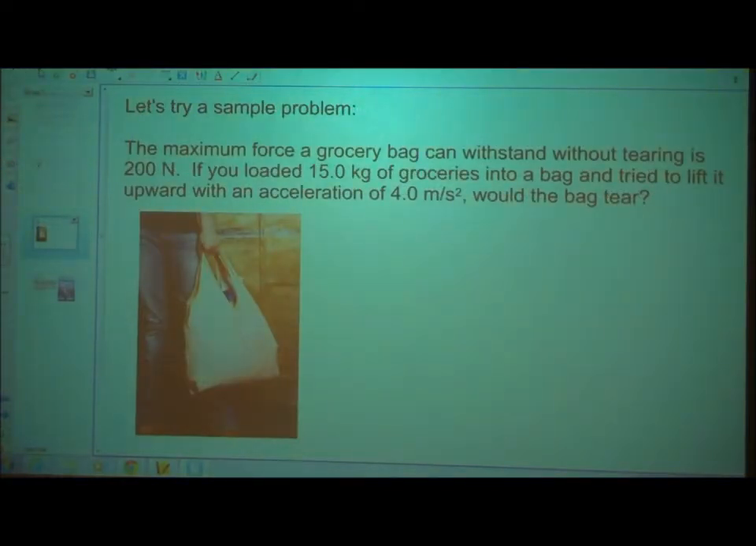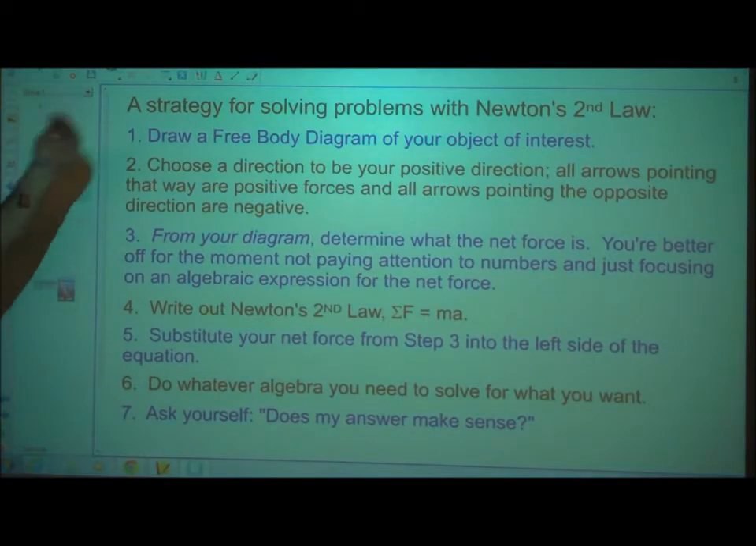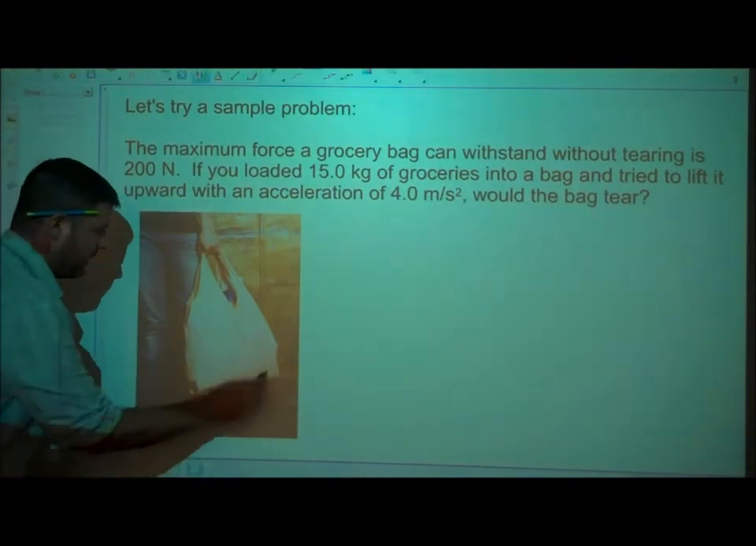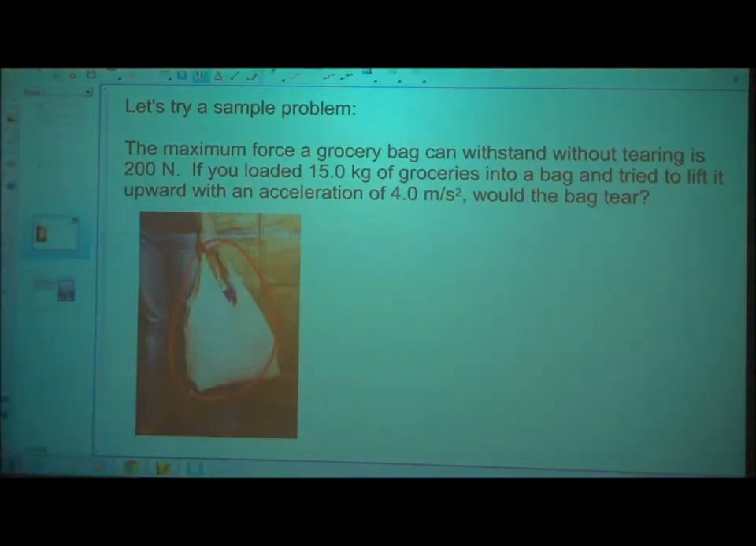Here's our first sample problem. The maximum force a grocery bag can withstand without tearing is 200 newtons. If you loaded 15 kilograms of groceries into a bag and tried to lift it upward with an acceleration of 4 meters per second squared, would the bag tear? As we can see over here, the first thing I do is draw our free body diagram. So step one, let's circle our object of interest, our grocery bag.